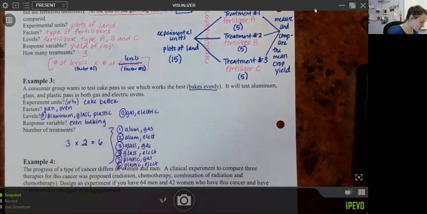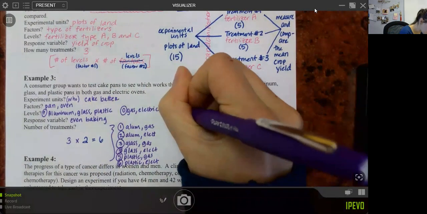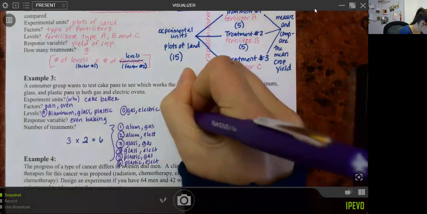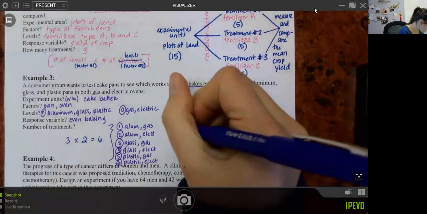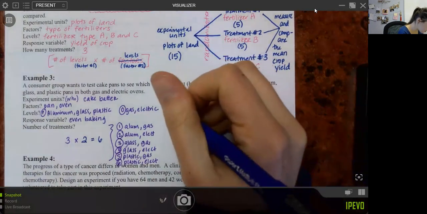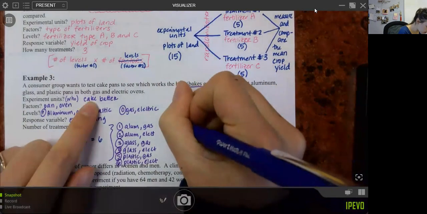So the first thing I need to do is talk about my experimental units. Now, I'm just going to write out the vocab word. I'm labeling it for the AP exam person, but I'm also going to write what the experimental units are. So the experimental units is my cake batter.